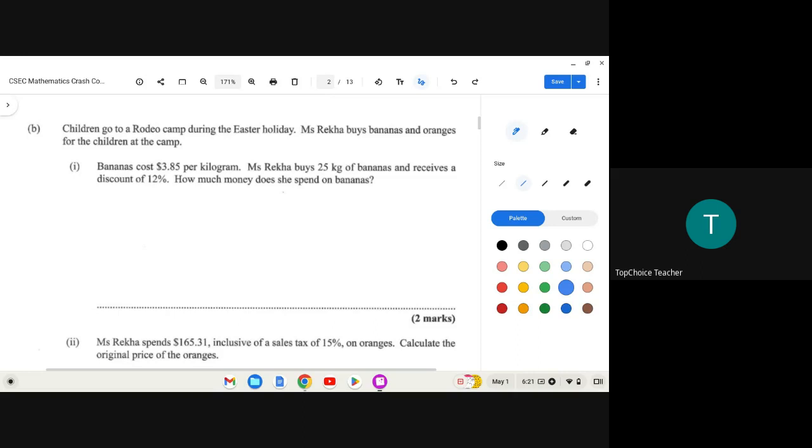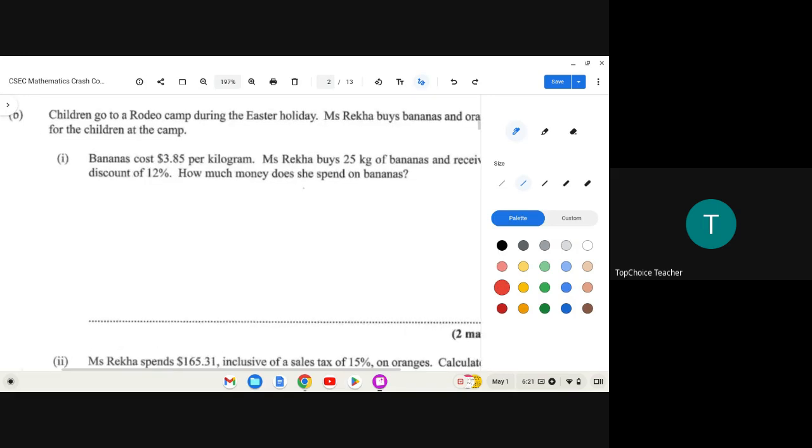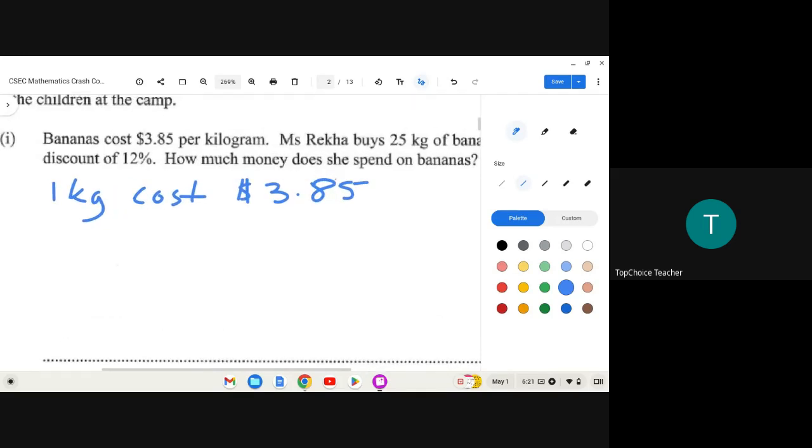It is not a difficult question here. Some of you could start working it by this time, but I'm going to put down the solution for this question. I would start the question by stating what I have. I know that 1 kilogram of bananas costs, how much does it cost? $3.85. That is what they told us.